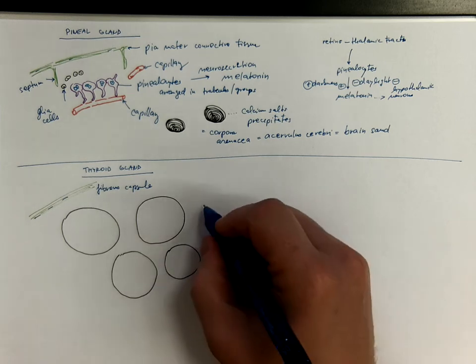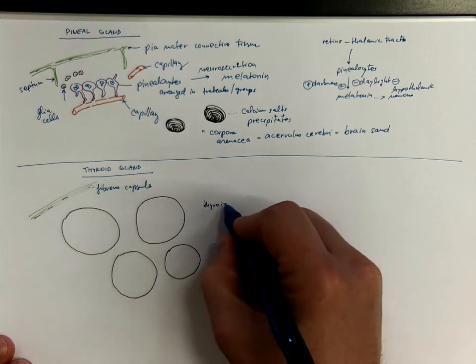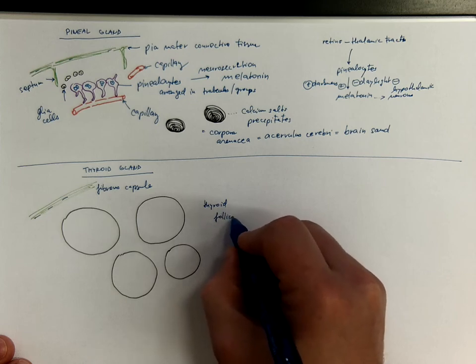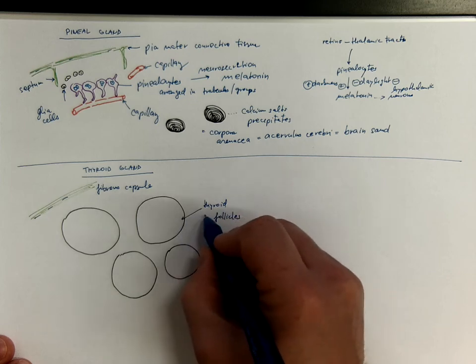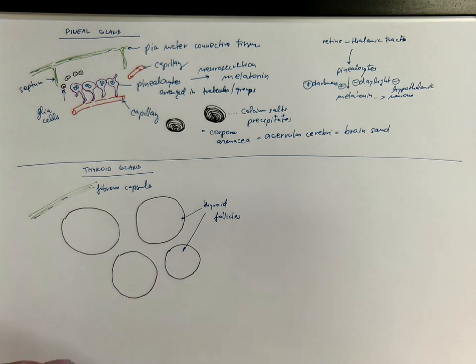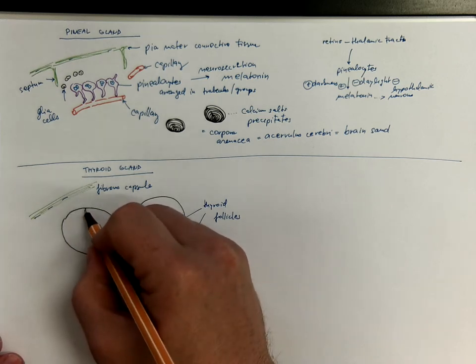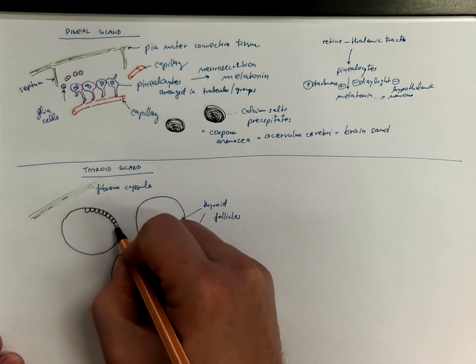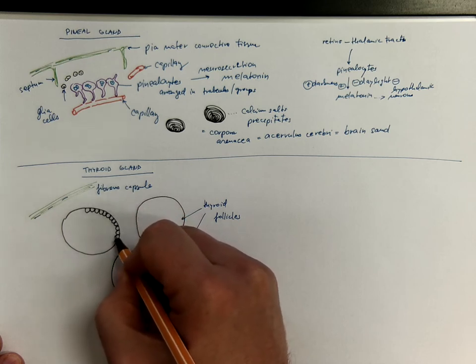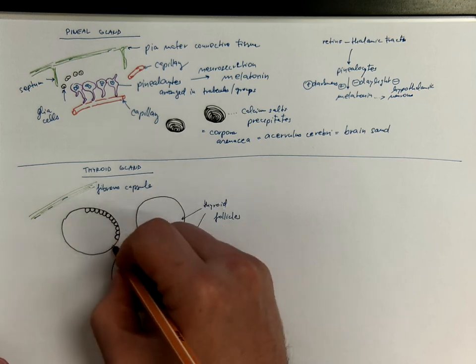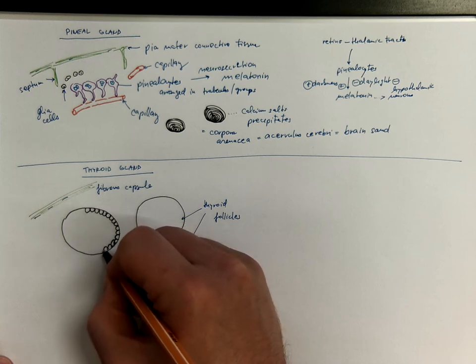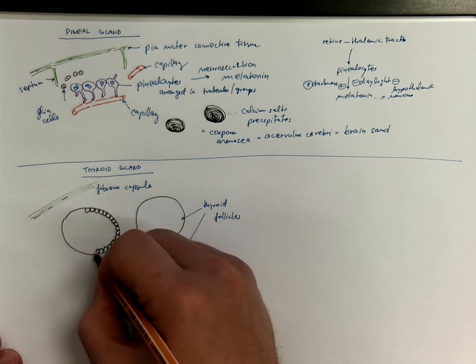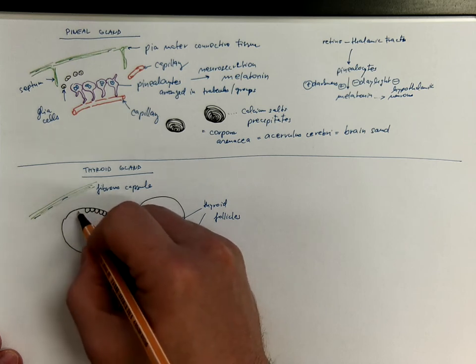So these are thyroid follicles. The thyroid follicles are lined with one layer of cuboidal epithelium. And sometimes there are very rare cells called parafollicular cells.